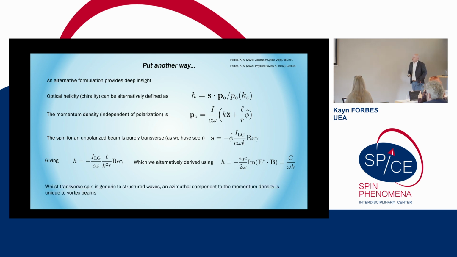And the important point is that transverse spin is very generic to structured waves. Gaussian beams, Laguerre Gaussian beams, acoustic beams, evanescent waves, they all have this transverse spin. It's ubiquitous. But only vortex beams have the azimuthal component to their canonical momentum density. That's why vortex optical beams have this amazing chirality property and these other fields don't.